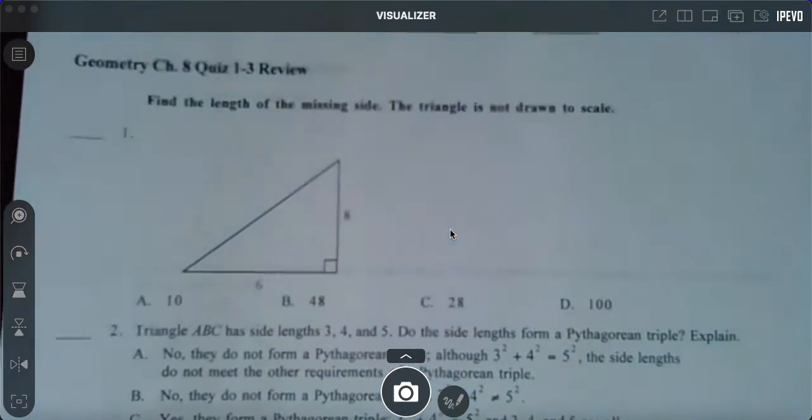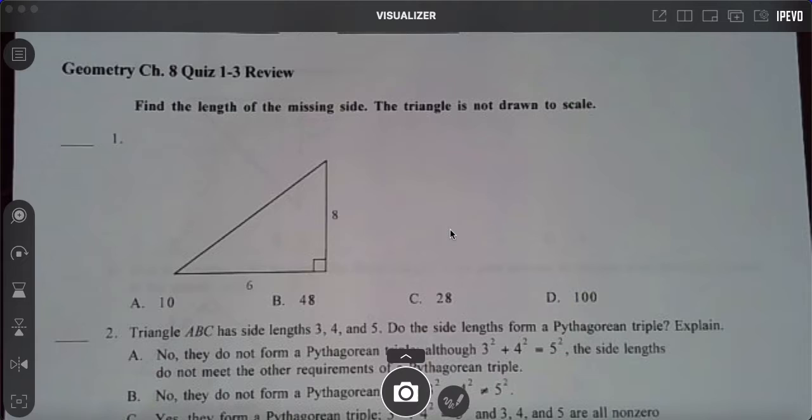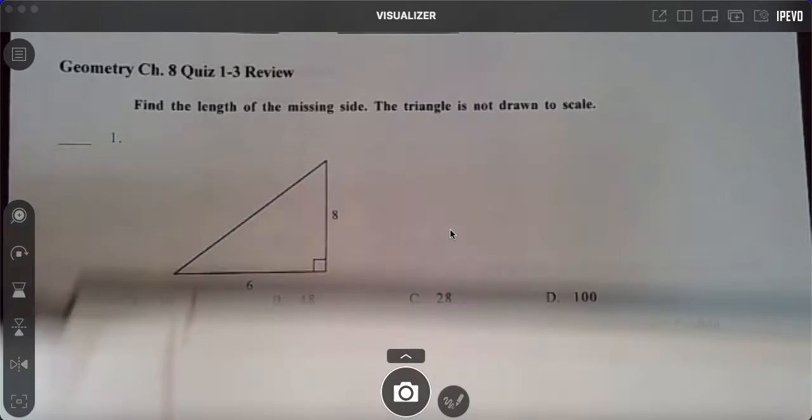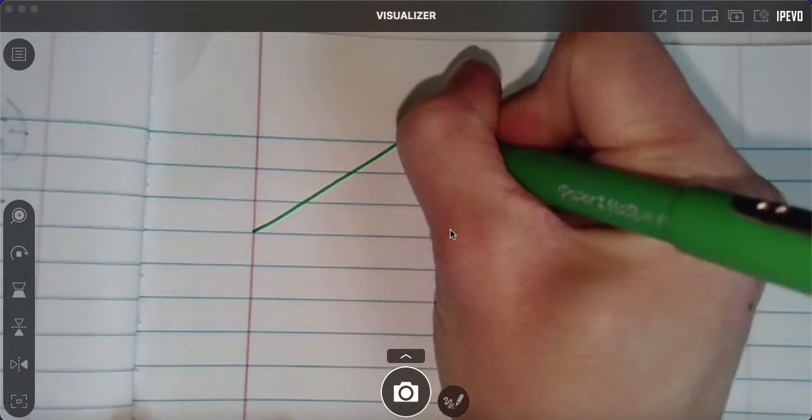Okay, this is the first problem. I'm going to draw it out. I don't want to write on my paper. So I know the two legs of my triangle are 6 and 8. This goes back to lesson 1 and lesson 2 and lesson 3. Okay, it's the first half of the chapter. So I have the legs are 6 and 8.